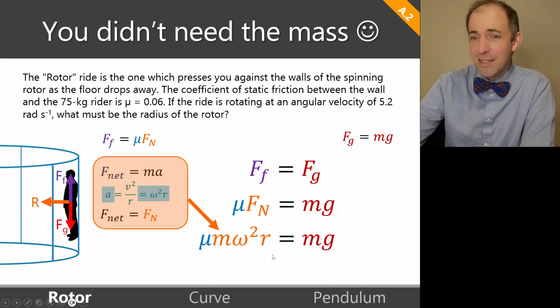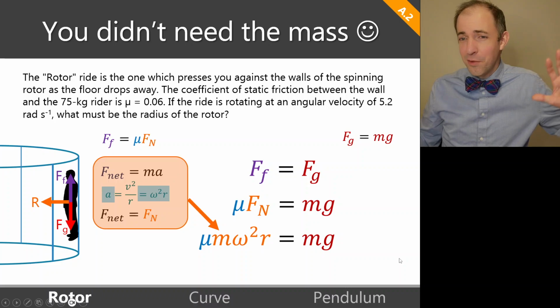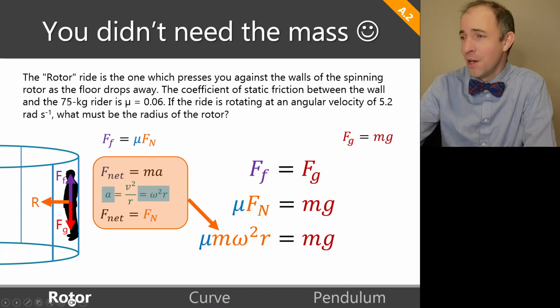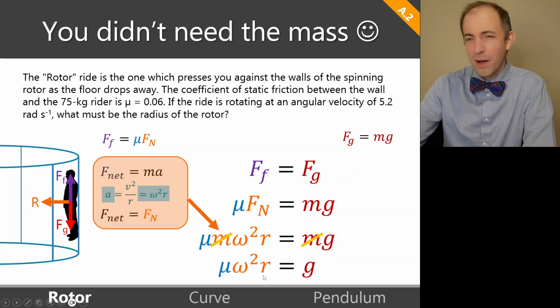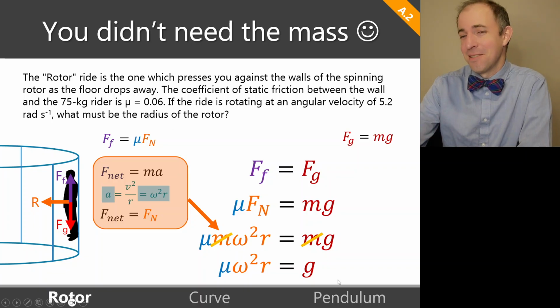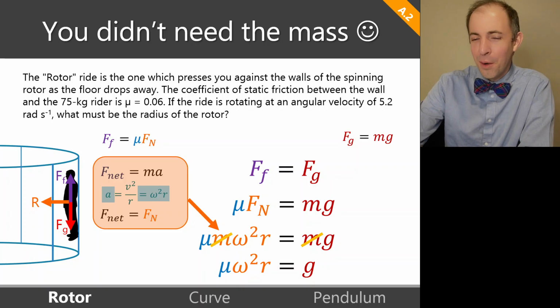And you'll notice that mass shows up on both sides. So regardless of what it is, if it's 75 kilograms or 75,000 kilograms, mass cancels, and you're left with just mu times omega squared r is equal to g. You can rearrange this to solve for r, and you would get exactly the same number. We know what mu is, we know what omega is, and we know what g is. That is a nice strategy that you can use if you don't know the mass.